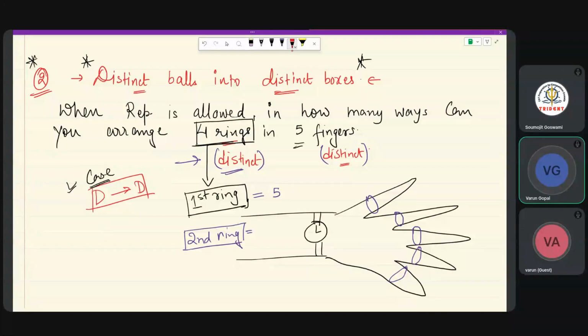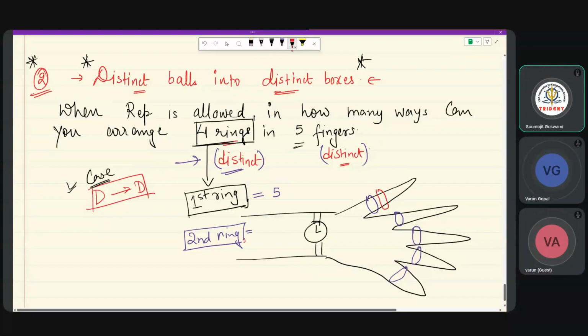See, this is where you have to expand your thinking a little bit and ask yourself, who can stop me from putting the second ring into any one of the fingers that already has the first ring? So technically, there are 5 positions. Okay, the second ring also has 5 ways. I mean, repetition is allowed.